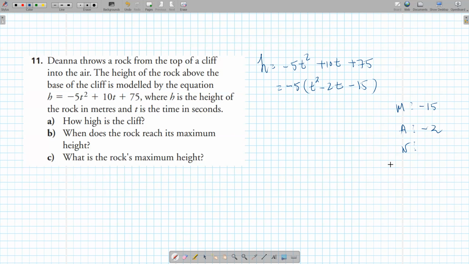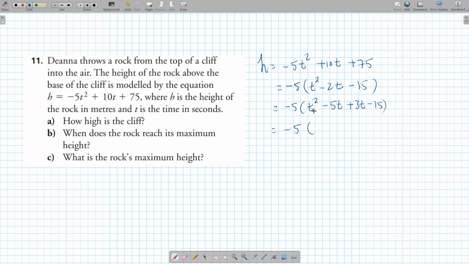Is it -5 and 3? Yeah, that's exactly what it is. -5 and +3, okay? And now we can kind of factor this. It becomes t squared minus 5t plus 3t minus 15. Next step would be to break down the 2t into these two, and we're going to factor this by grouping.